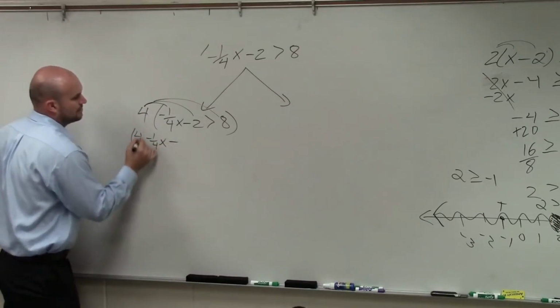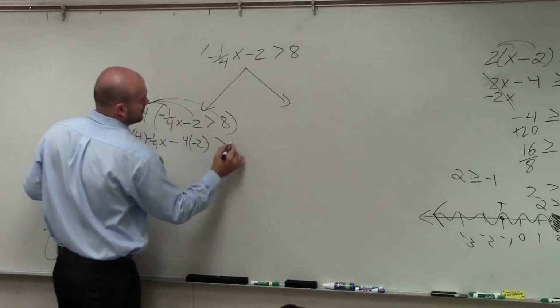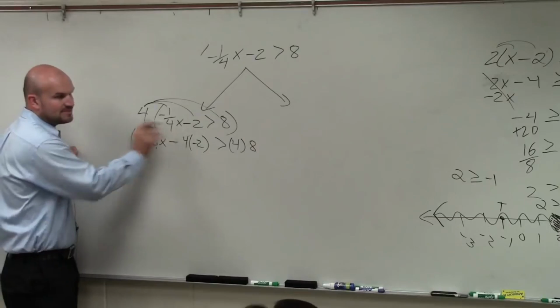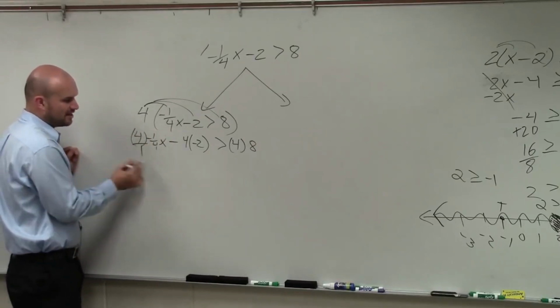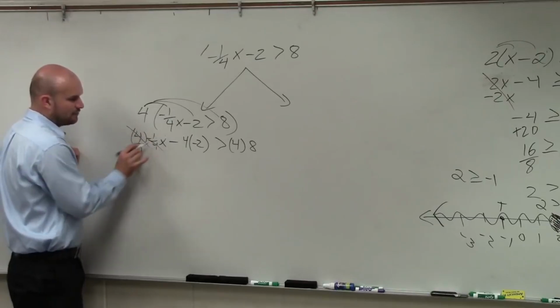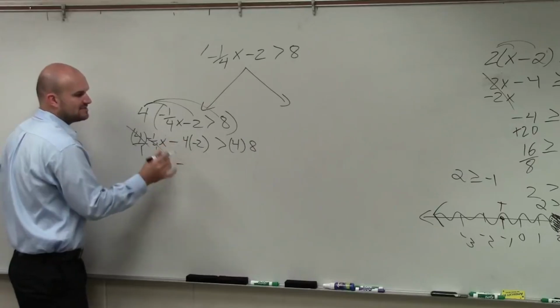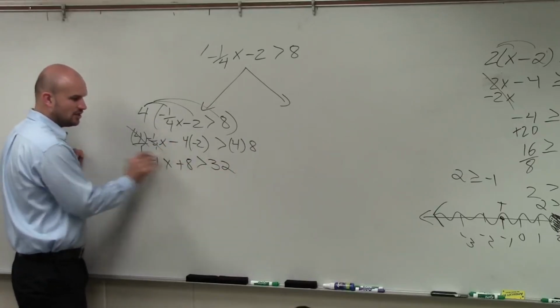Where did I lose you? I'm multiplying 4 times every one of these terms. Put that over 1. 4 over 1 times negative 1 over 4. The 4's divide out. Negative 1 divided by 1 is negative 1x minus negative 4 times negative 2 becomes a positive 8 greater than 32. Can you guys solve this inequality now?